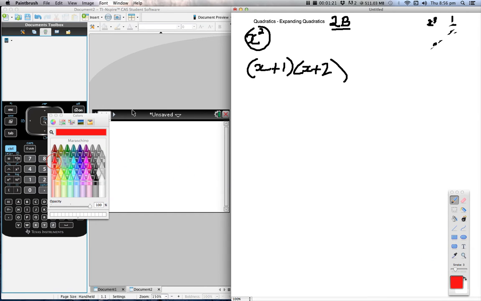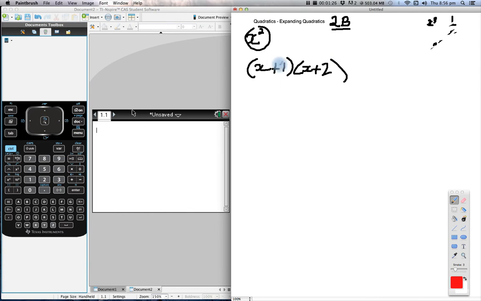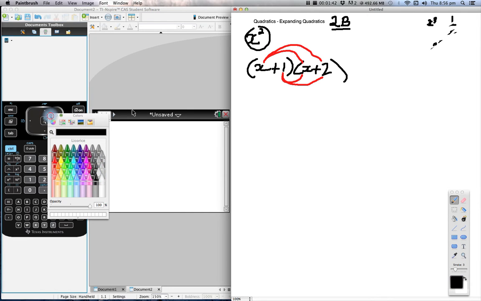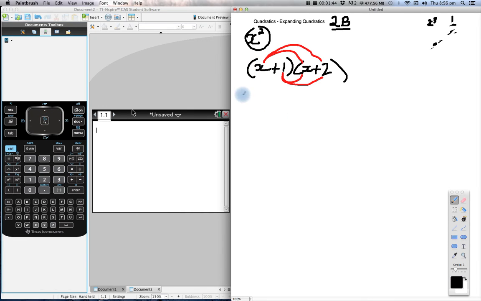Now okay, so to expand it out, we're going to multiply the first term by everything in the other brackets, and then multiply the second term also by everything. So we're multiplying everything in here by everything in here. And what we get when we do that is multiplying x by x, x squared, multiplying x by 2, plus 2x, multiplying 1 by x is 1x, multiplying 1 by 2 is 2.